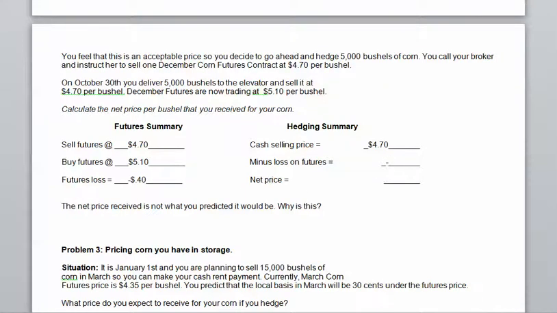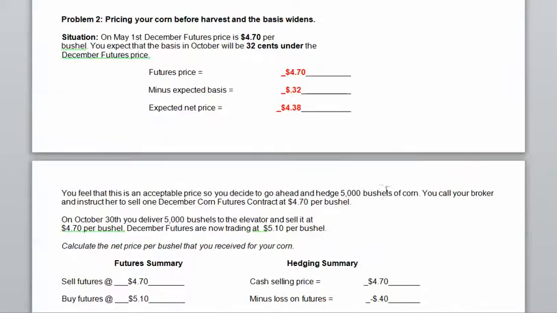The $4.70 minus the futures loss equals $4.30. This is our realized price. So even though corn went up, we still realized $4.30 a bushel. We predicted $4.38 because we predicted a basis of 32 cents.